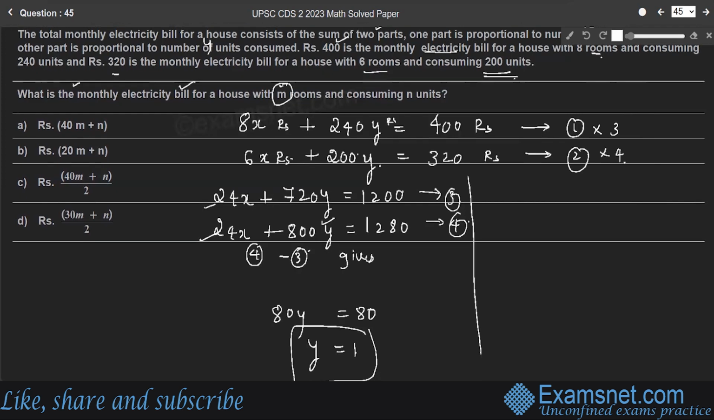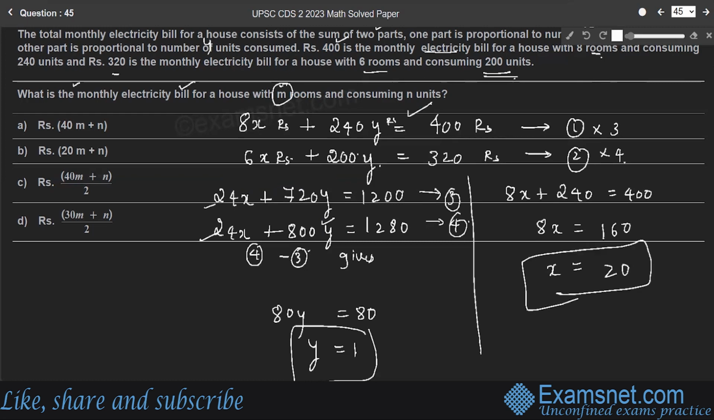Therefore, substitute the value of y in any of the equations. Equation 1, right? 8x plus 240y, that is 240, is equal to 400. So 8x is 400 minus 240, which is 160. The value of x is 20, right? 20 is the value of x.